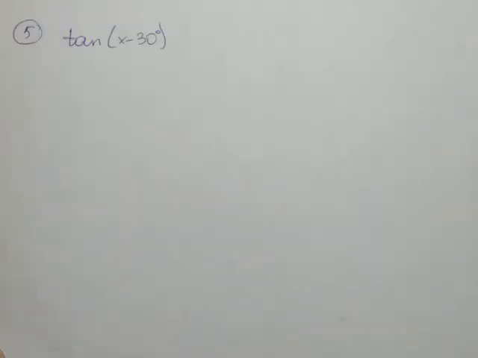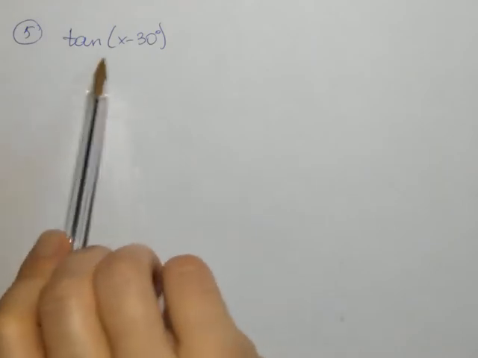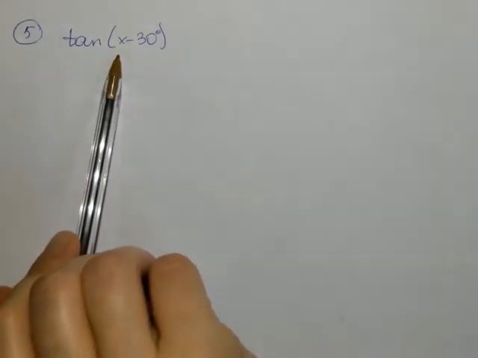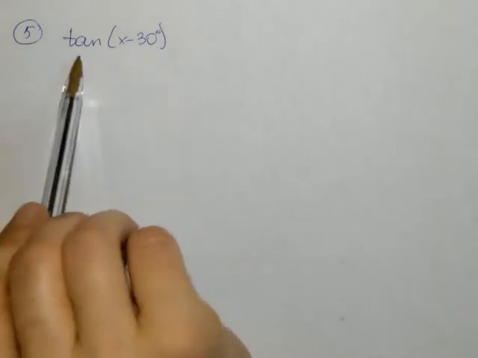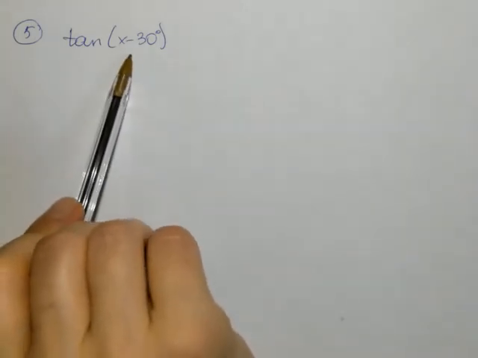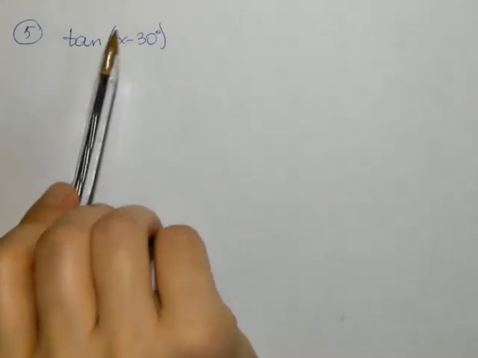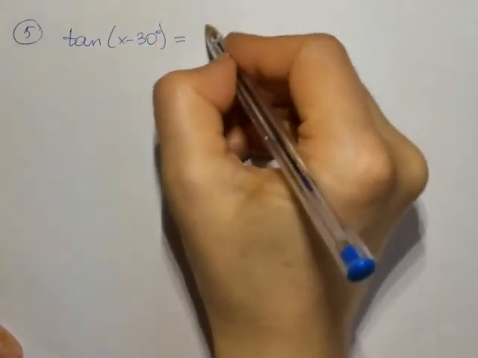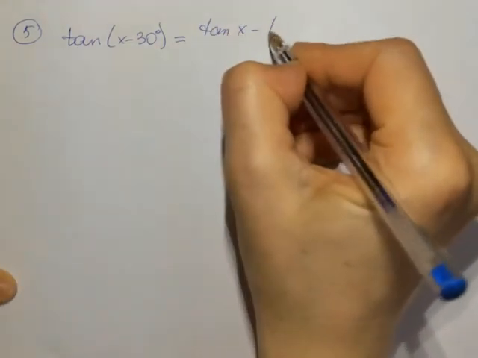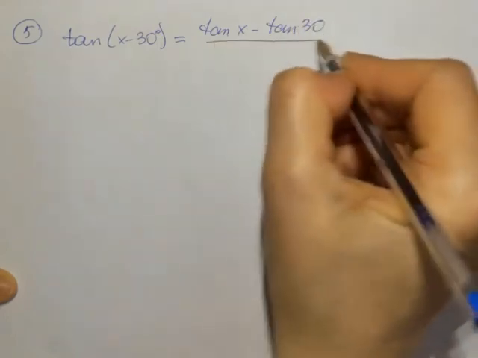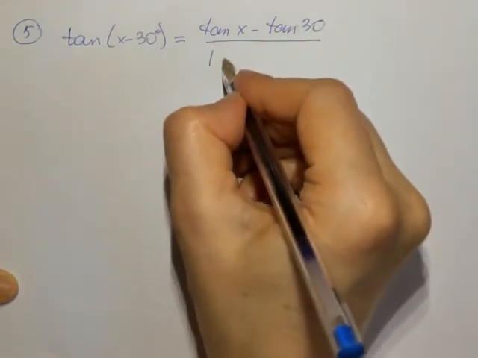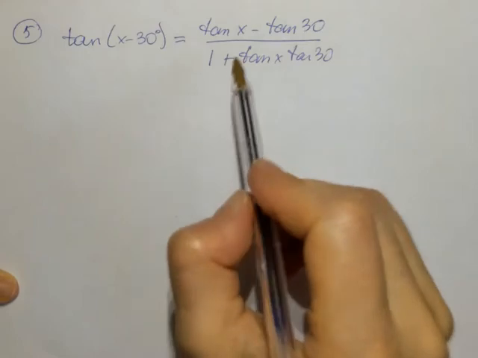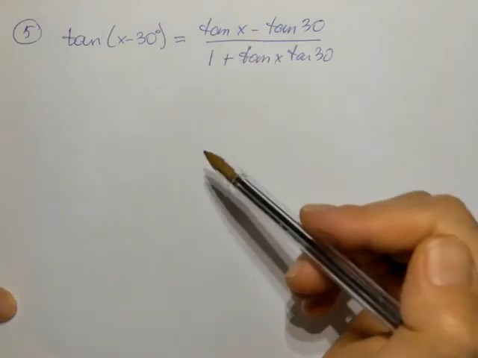Find the tangent of a sum or a difference of two angles. One of them is unknown, another is a special angle. And we want to express this tangent of a sum or of a difference in terms of tangent of x. So we apply the formula for tangent of a difference: tan x minus tan 30 divided by 1 plus tan x tan 30. So if we have minus in the numerator, then we have plus in the denominator.